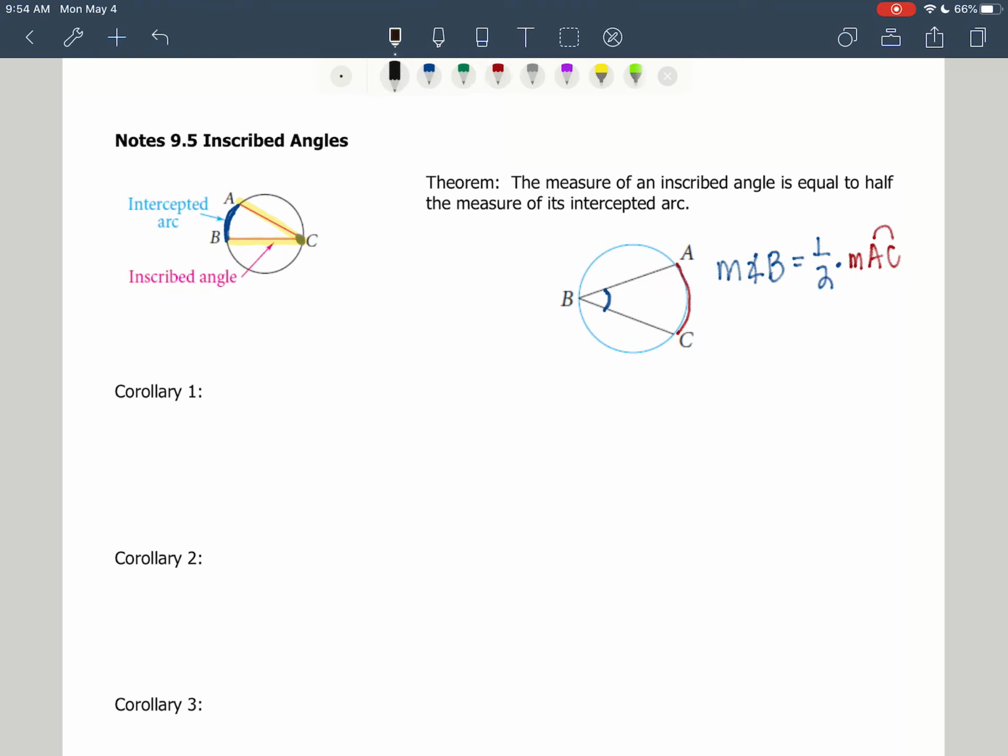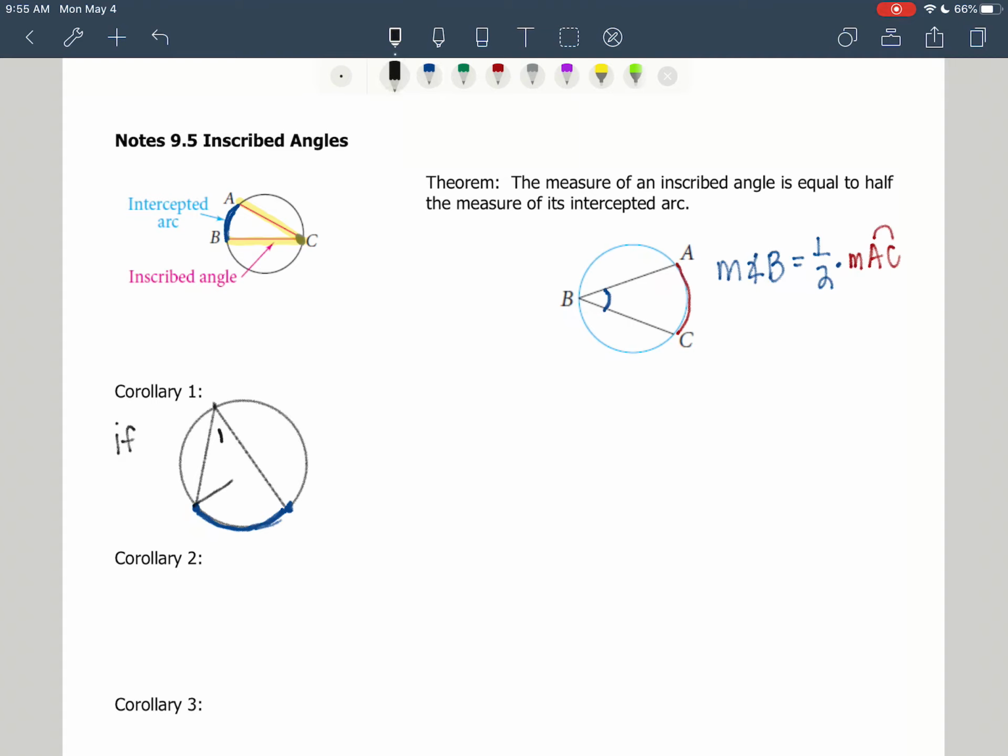Now, a few corollaries that follow. So here's a circle, and if you need to pause and slow down, you go ahead and do that. We've got an inscribed angle. I'm going to call that angle 1, and it is catching this intercepted arc. So this is the arc that the angle catches. I like to say that.